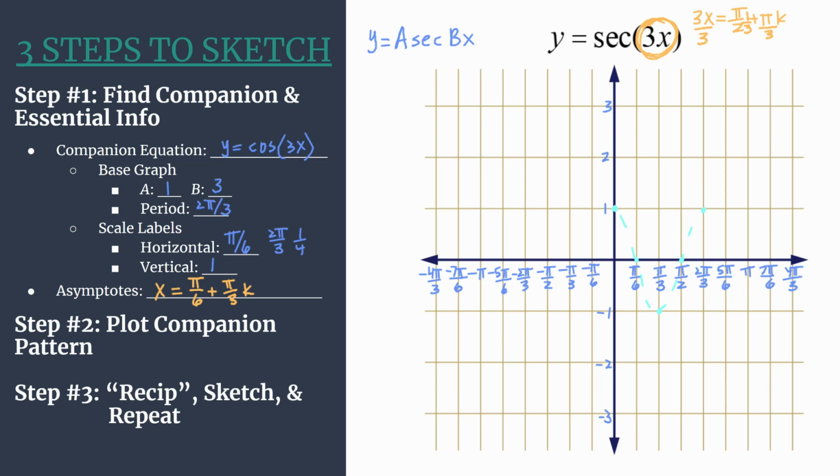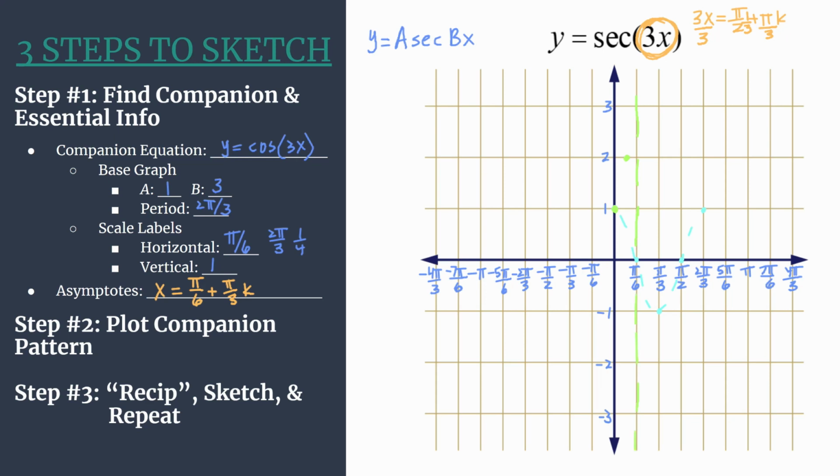Now we're ready for step 3, where we will recip, sketch, and repeat. Hopefully you've seen a secant graph and kind of know what it looks like. We're simply taking our y values and taking the reciprocal of them. The reciprocal of 1 is just 1. The reciprocal of 1/2 is 2. For the x-intercept at 0, we can't take the reciprocal of 0. You end up with 1 over 0, which is undefined, and that's why we have a vertical asymptote there.